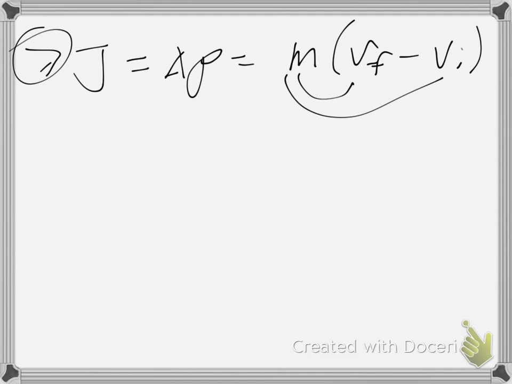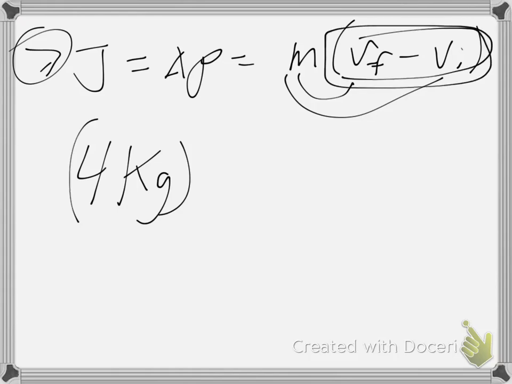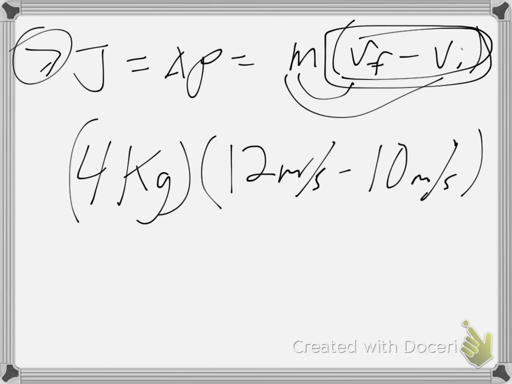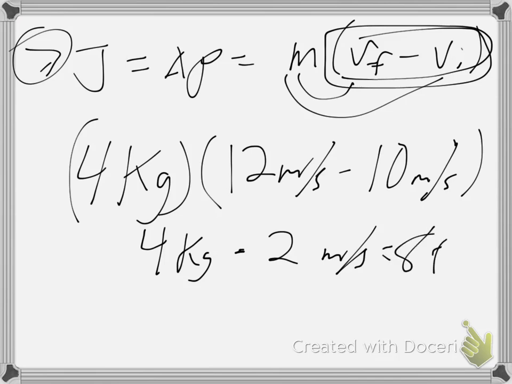Same problem, just another way to do it. So you're given again that mass is 4 kilograms, and then we're going to use this little change in velocity formula here. We're told that our final velocity is 12 meters per second, and that our initial velocity is going to be 10 meters per second. Now 12 minus 10 is 2, so 4 kilograms times 2 meters per second is going to be 8 kilograms meters per second, because 4 times 2 is 8.